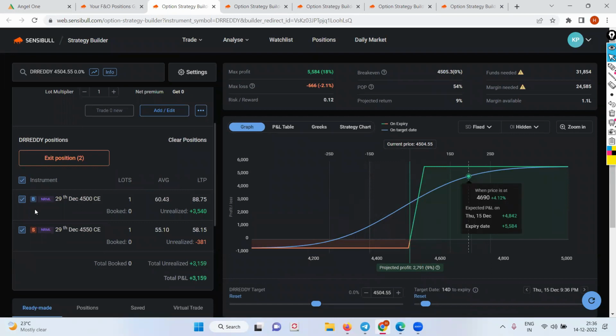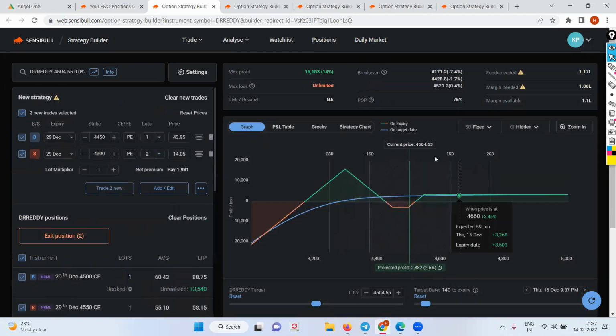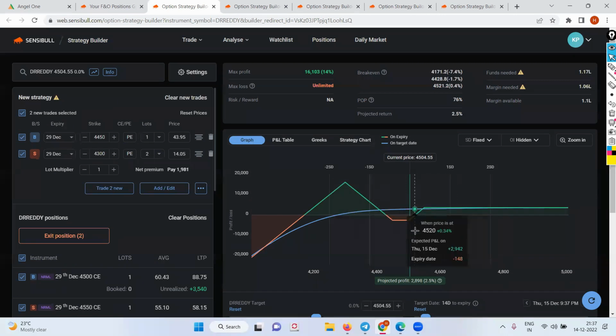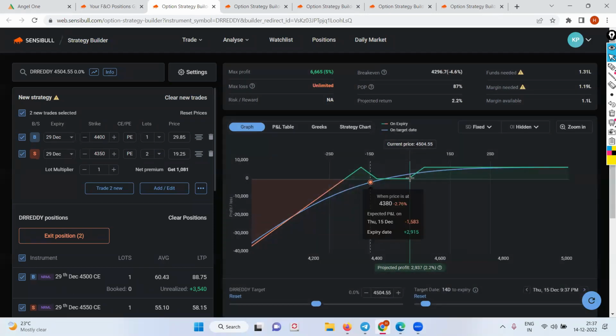Unless and until you try with this ready-made, do some weird things, right? Just go and play with it sensibly and then you will come up with some good thoughts, some good ideas. Did anyone think that the moment I deploy a ratio spread, my trade will become something like this? It will give me a profit on the upside, because I've made the changes like this. Okay, let me get it back to this position. Check this. Unless and until you do it on your own, you will not get into that thought process.